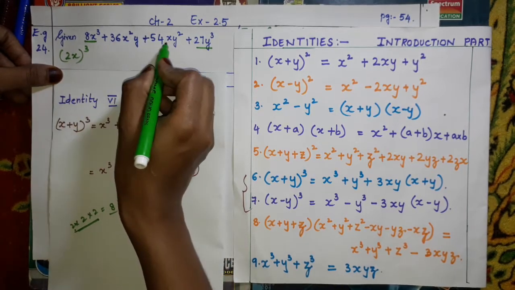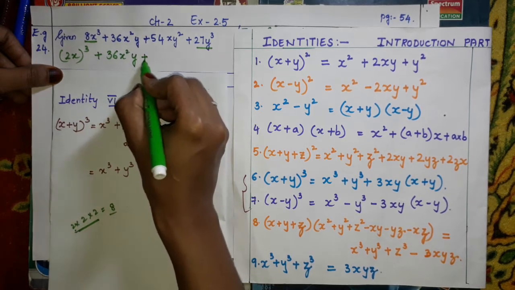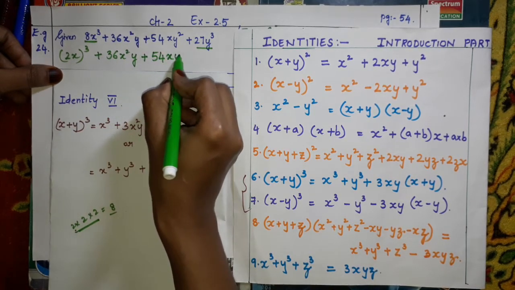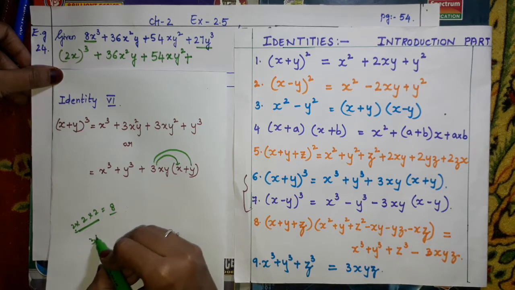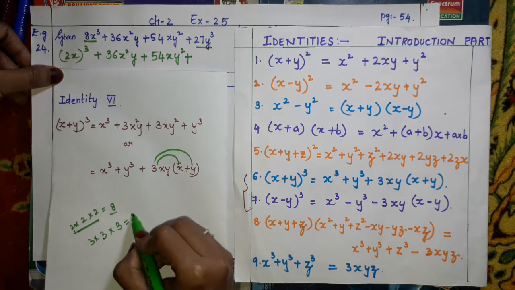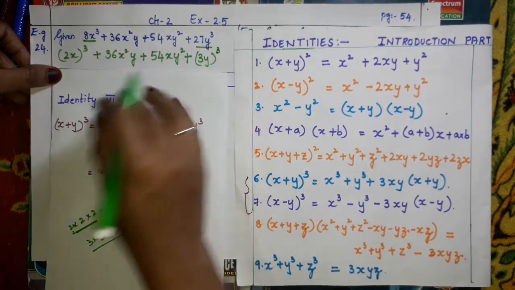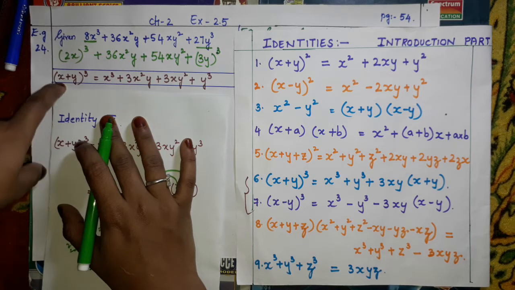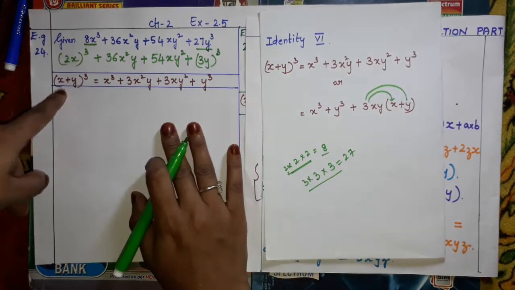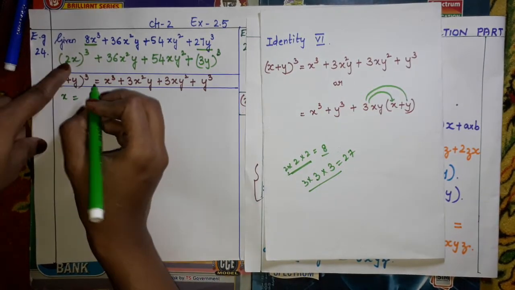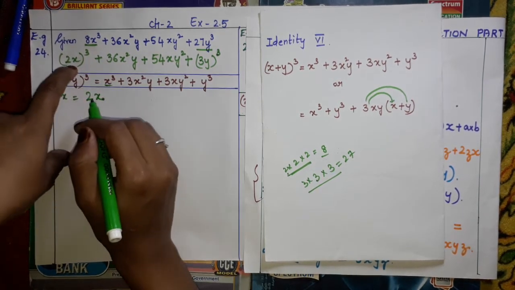Then I am going to write this as it is, plus 36x square y plus 54xy square plus 27y cube. How can we write 27? 3 3s are 9, 9 3s are 27. So we can write 3y whole cube. Then we have to copy our identity. Already I have copied the identity, children. Now see here, what is x here? X is nothing but 2x. See, x cube, so here we have 2x whole cube.